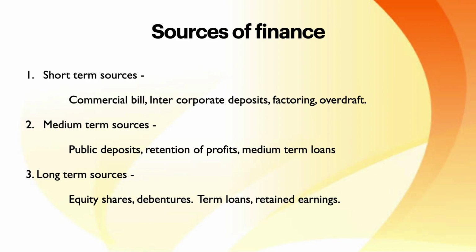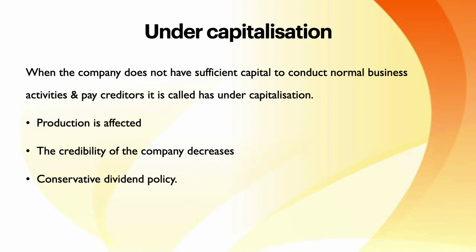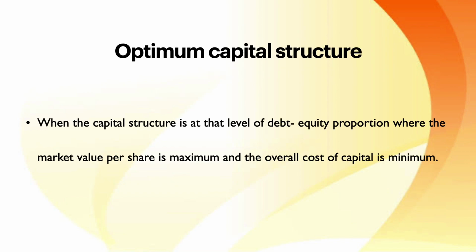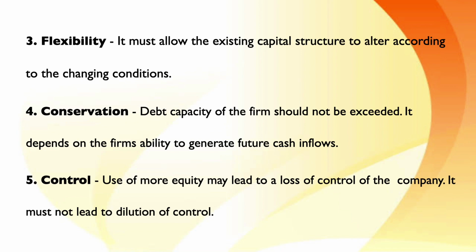So today we looked at the sources of finance, three sources: short term, medium term, long term. We looked at what is overcapitalization and its effect, undercapitalization and its effect, and what is the optimum capital structure, its meaning. We looked at 5 features: profitability, solvency, flexibility, conservation and control.